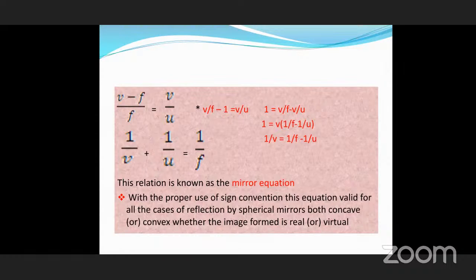Another important thing is this can be used whether it is convex or concave. We have derived it for concave mirror. You can use it for convex also. But while using this equation, with the proper use of sign convention, this equation is valid for both of these, and sometimes for real or virtual, whether the image is formed real or virtual. Why are you telling? In case of convex mirror, we can see virtual images. Even though it is a virtual image, you can use this same equation. So you can use the same.